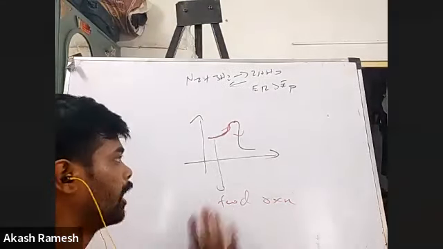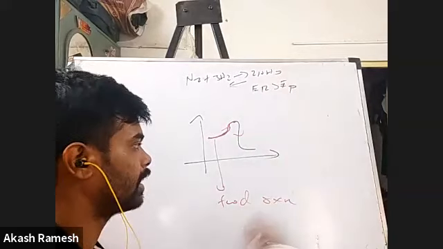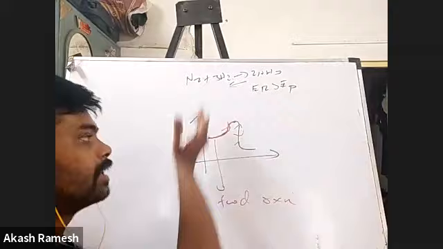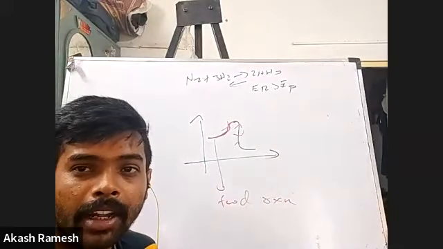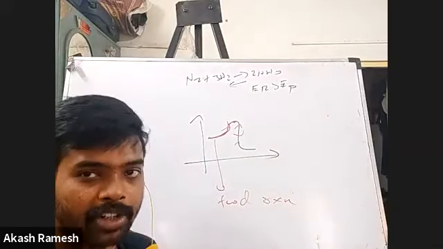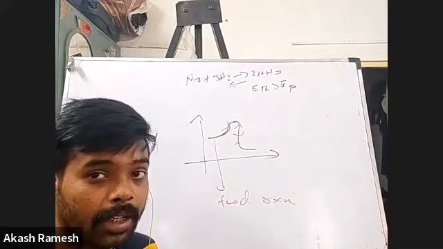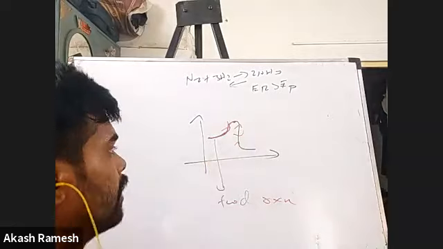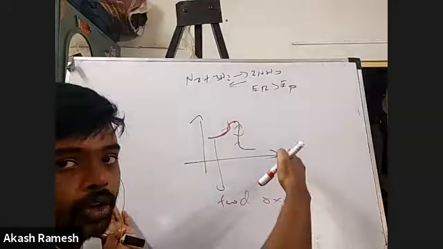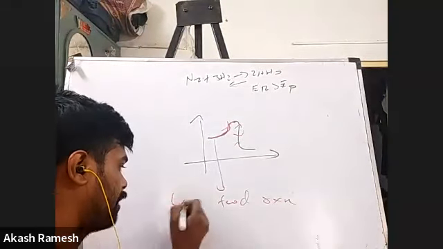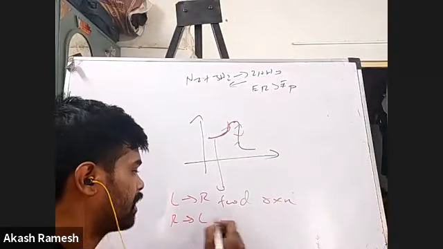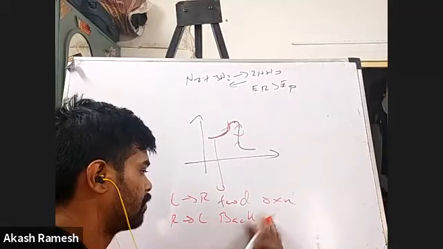Now, if I come from that side, going this way, that talks about the backward reaction. So this graph, if I go from left to right, is the forward reaction. If I come from right to left, it talks about the backward reaction.